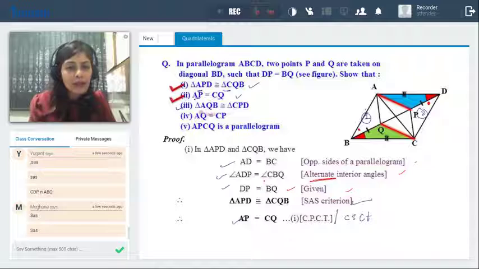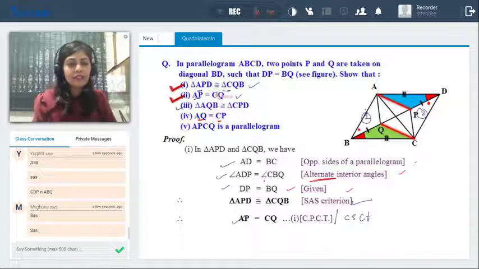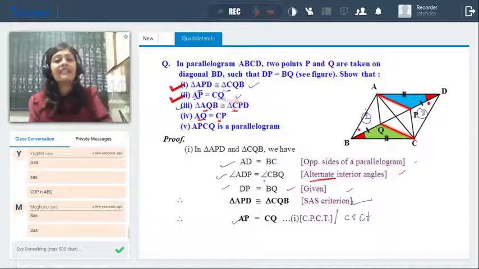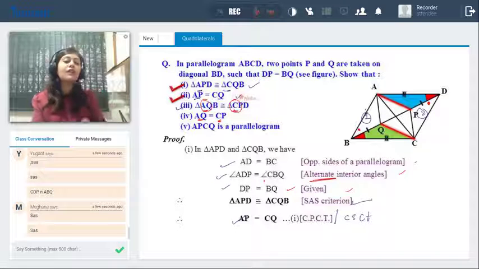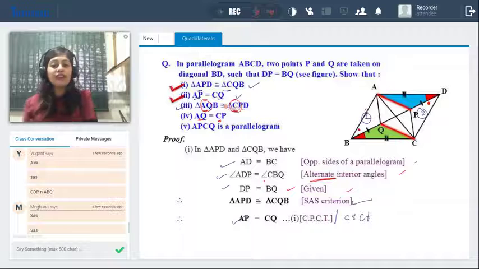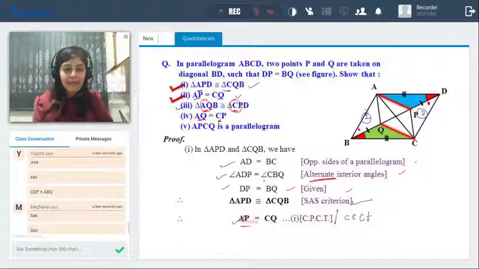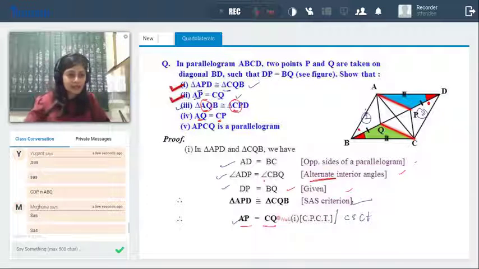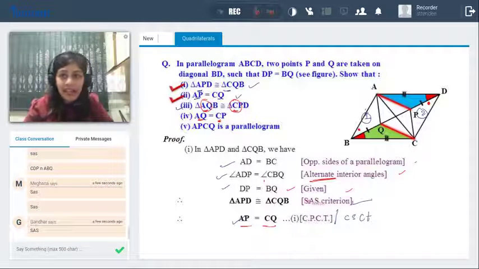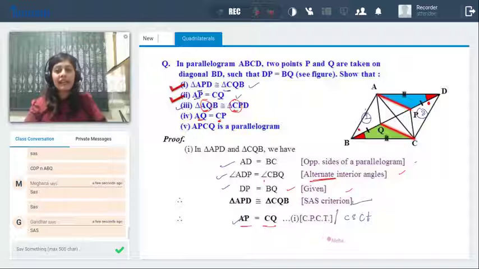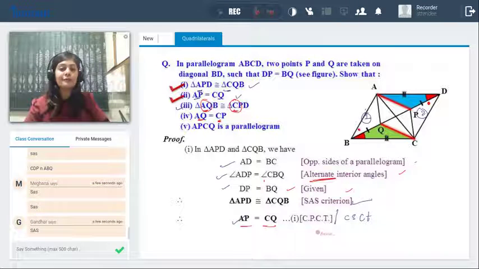And look at the fourth part, AQ and CP. Students, AQ belongs to the first triangle that we just proved, and CP is the corresponding side in the second triangle. So definitely AQ and CP have to be congruent to each other, because corresponding sides of congruent triangles are equal. Yes, AP and CQ are equal to each other. All right. Okay, students. Yes, all right. Thank you so much, Gandhar. That's perfectly correct. Let's move to the last part.